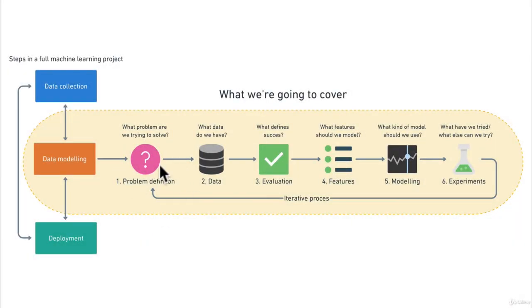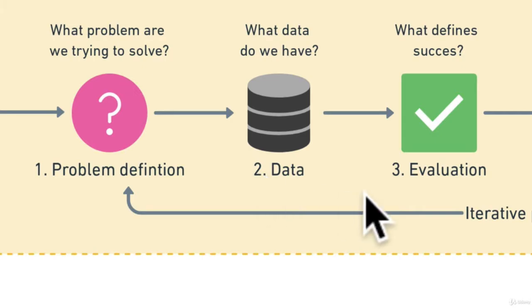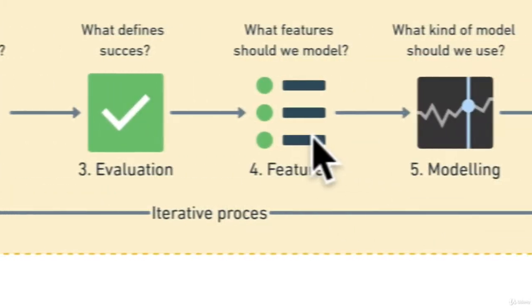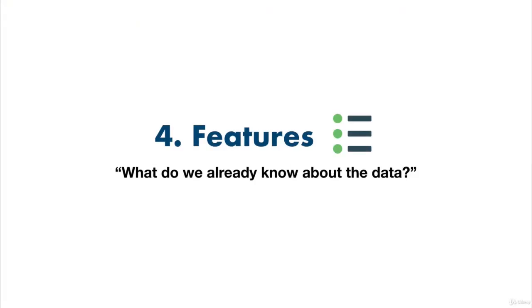We've gone through step 1, problem definition. We've gone through step 2, data. And step 3, we've defined what success means for us. Now let's get on to step 4, which is features. Now here the question we're trying to answer is, what do we already know about the data?